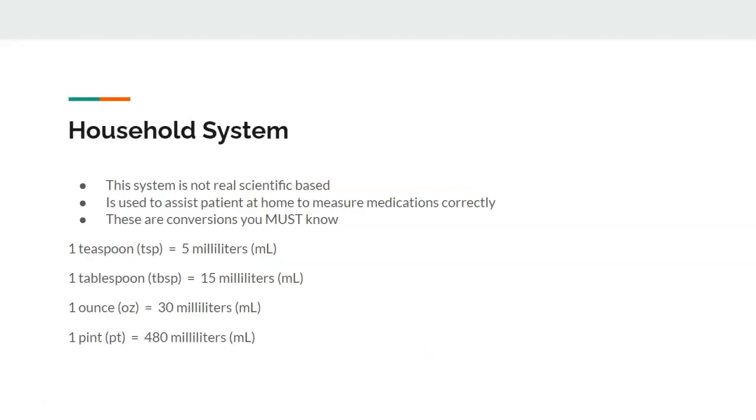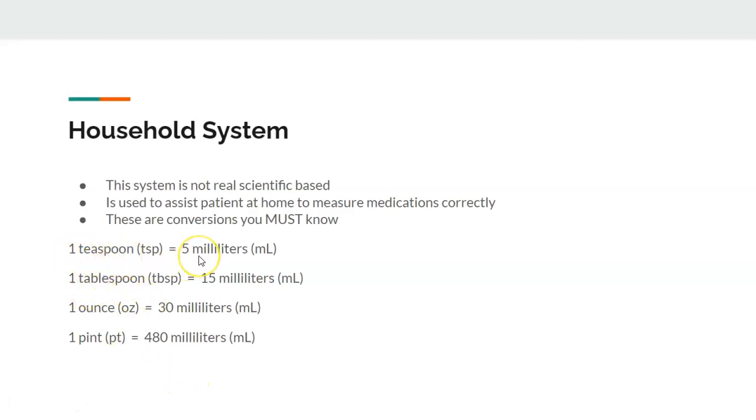And then finally, the household system. This is not a real scientifically based system. This was basically used to assist patients at home to measure medications correctly, because they didn't understand what a grain was or whatnot. So these are the conversions you must know, because when we're in the pharmacy, we're going to always calculate in the metric system. But then when we give it to a patient, a lot of times we'll give it to them in the household system. So you got to move between metric to household. So these are the 4 most commonly used ones, and I would memorize them.